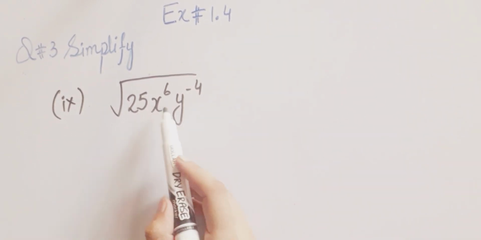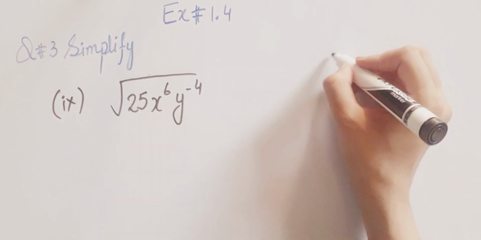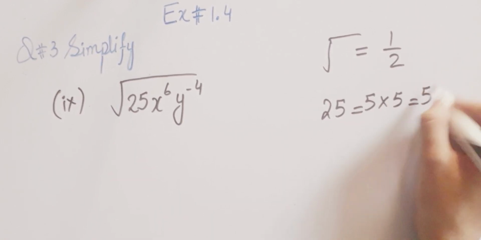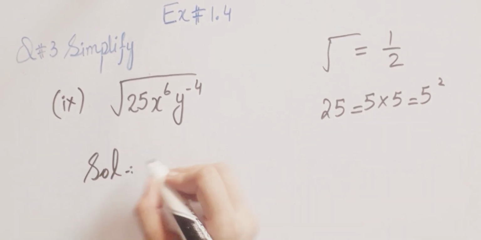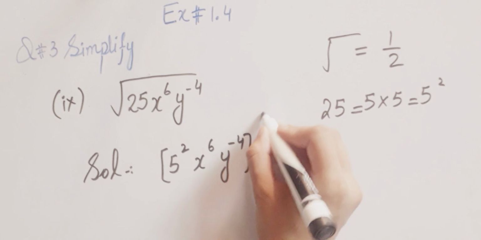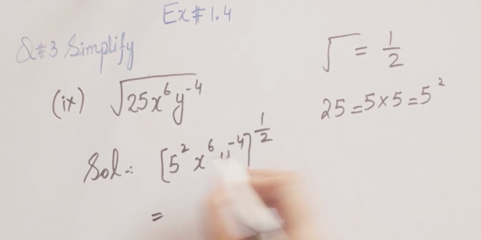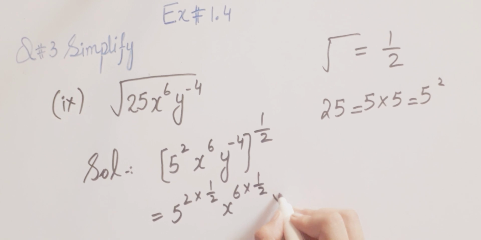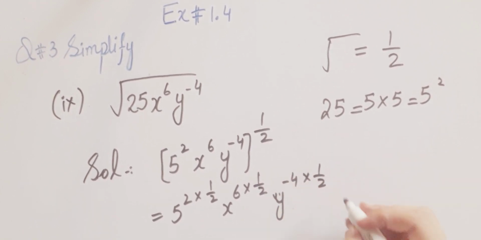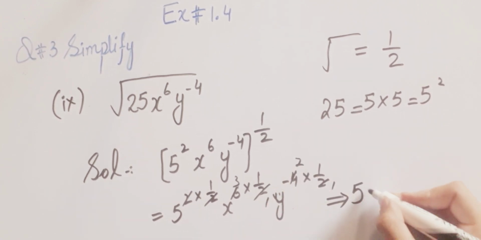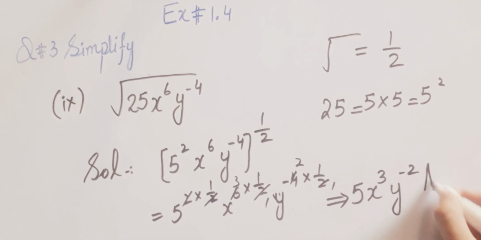Now we have ninth part, square root of 25 x power 6 y power minus 4. We know that square root is equal to power 1 by 2 and 25 can be written as 5 multiply 5 or 5 square. So we will solve this question as 5 square x power 6 y power minus 4 whole power 1 by 2. So multiply 1 by 2 by each power. 5 power 2 multiply 1 by 2. x power 6 multiply 1 by 2. y power minus 4 multiply 1 by 2. Now this 2 is cancelled by this 2. We have 6 divided by 2, we have 3 and when 4 is divided by 2 we have 2. So we have 5 x power 3 and y power minus 2, the answer of this question.